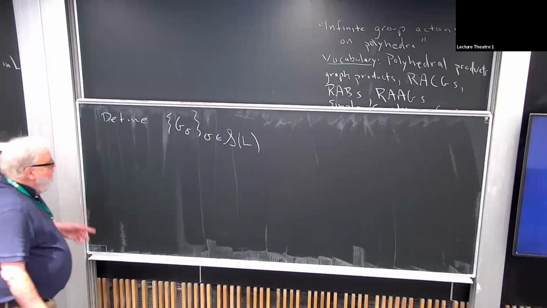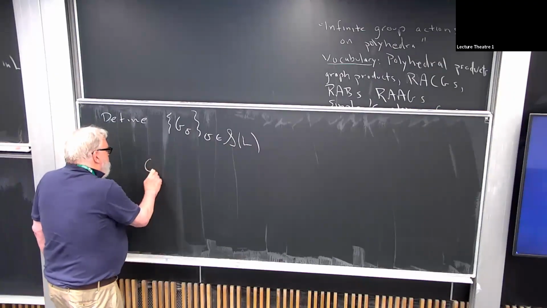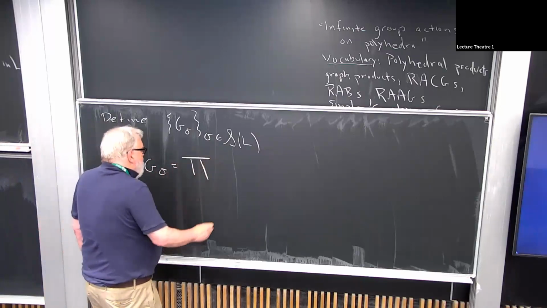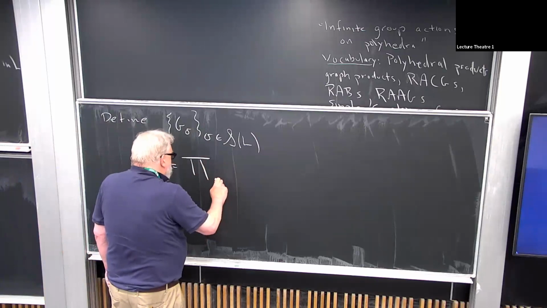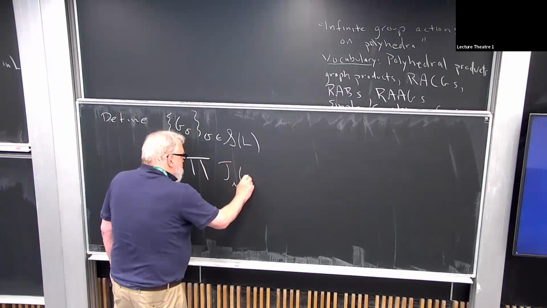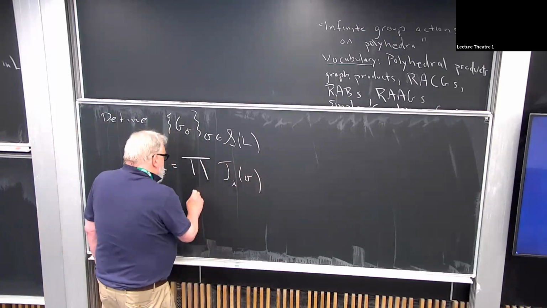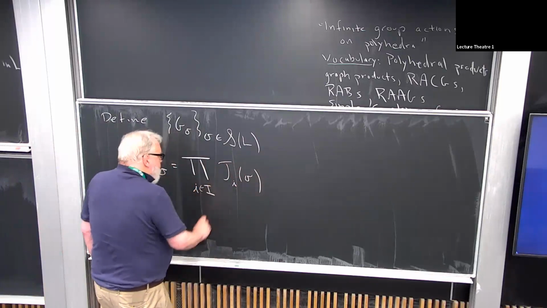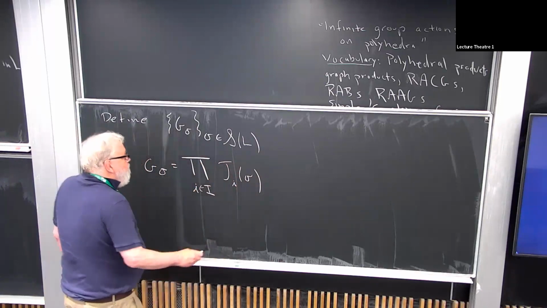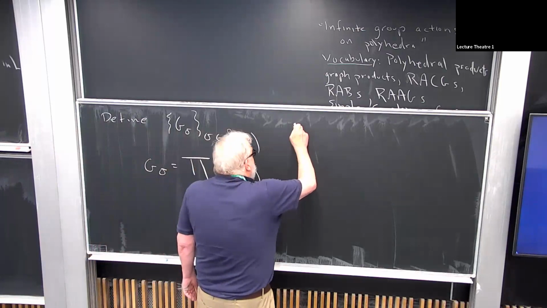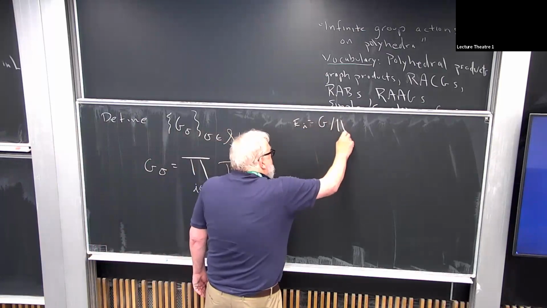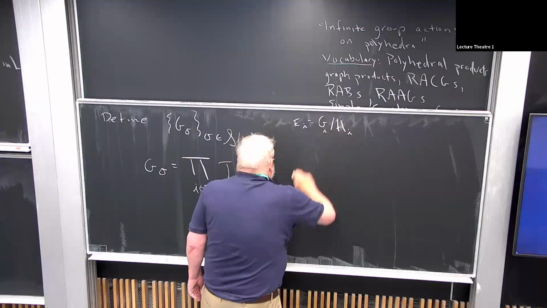And the definition of these G sigmas is that they're the product of, maybe I'll introduce a different letter, J_i of sigma, going to be the product over all indices i, and J_i of sigma is either... I'm just doing this in the case where E_i is one orbit, G_i mod H_i.